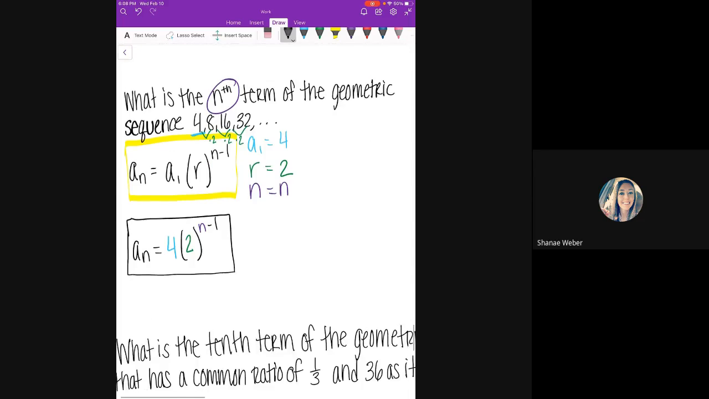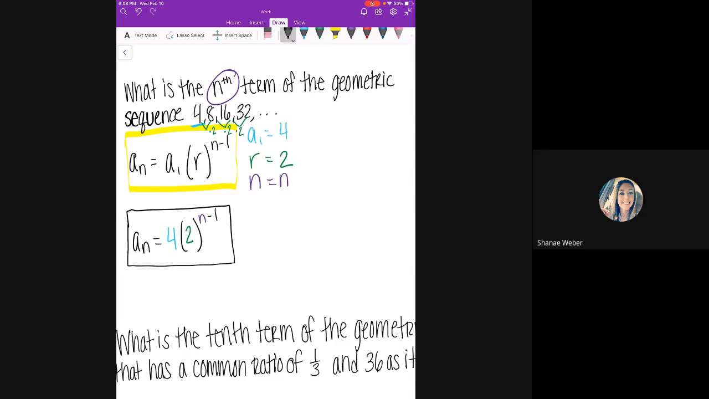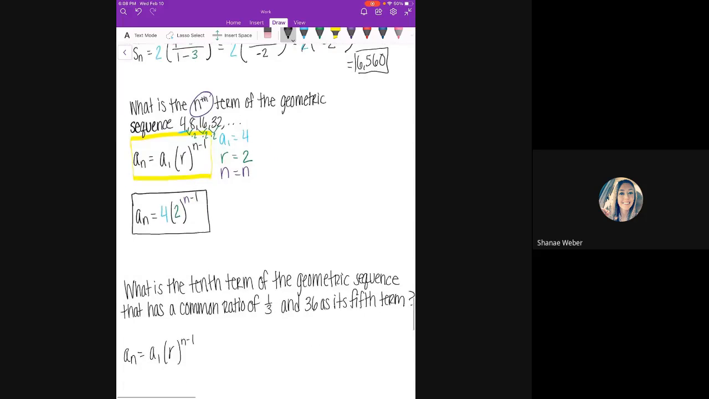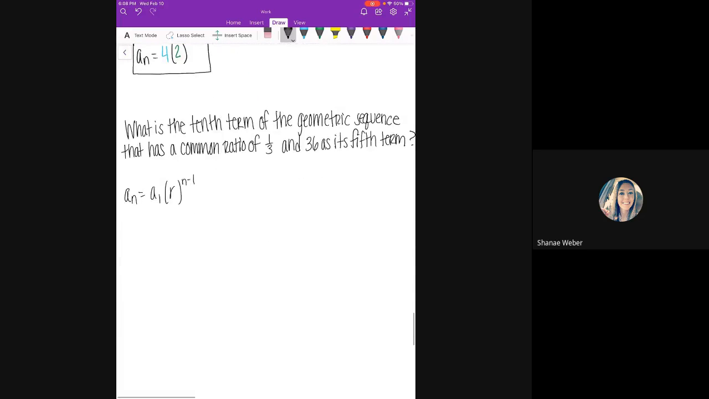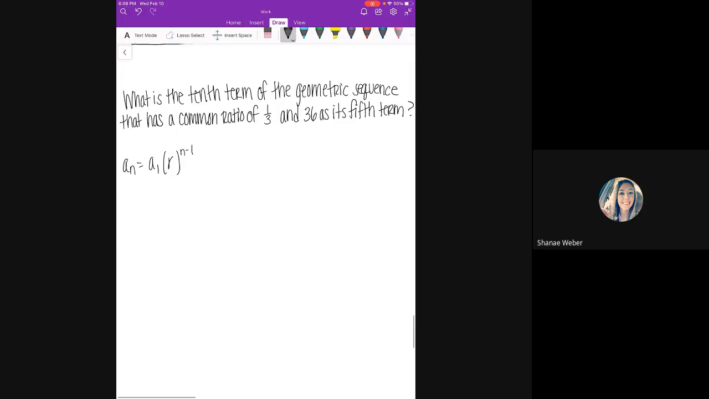All right, and our last question is actually going to use the same equation. So it says, what is the 10th term of the geometric sequence that has a common ratio of 1/3 and 36 as its 5th term? So this one's a bit of a beast. So hang tight with me. There's 2 steps to this equation, really.